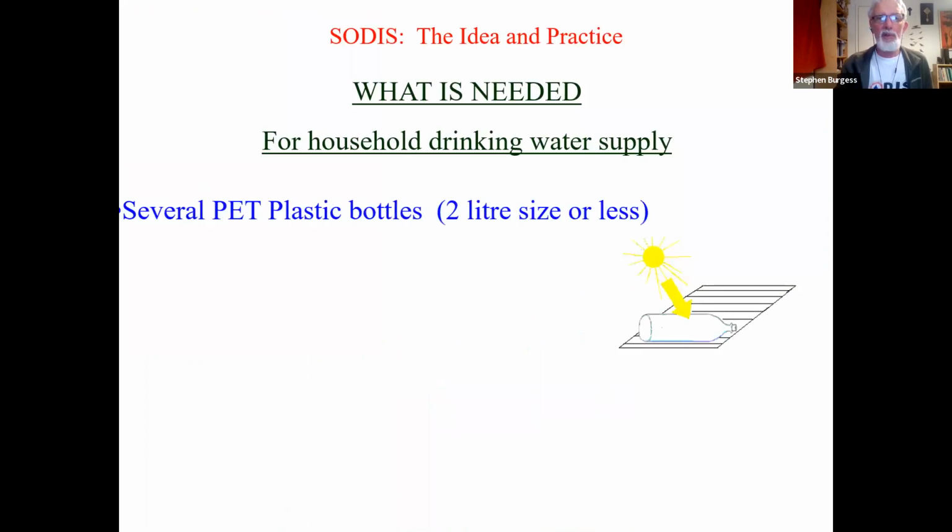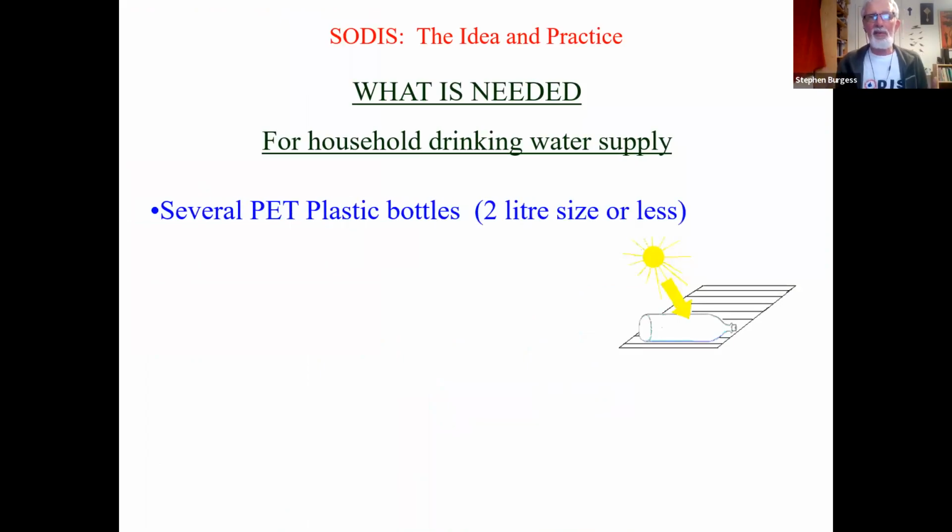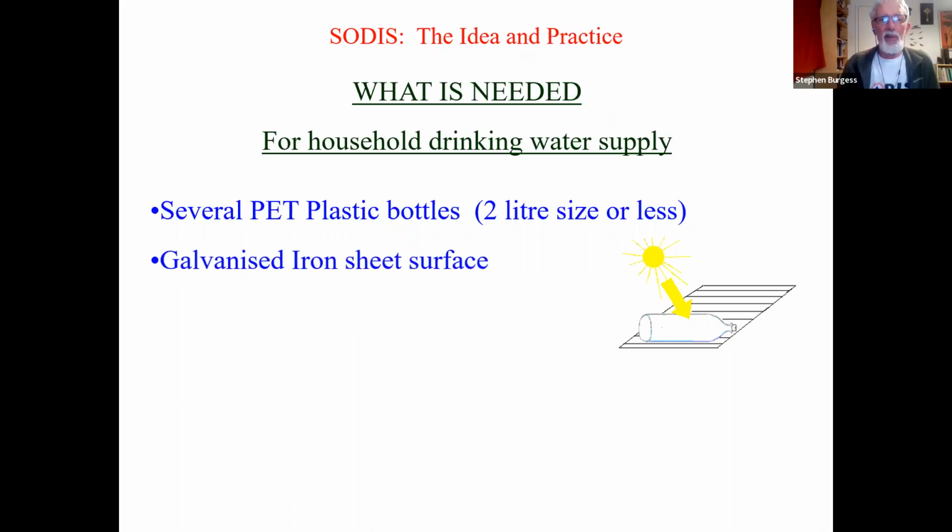So what is needed to practice SODIS for household drinking water supply? Several PET plastic bottles, 2-litre size or less. Probably, if you had 6 to 8 bottles, that would be good, and I'll explain why. A galvanized iron sheet surface. And of course, the sun.